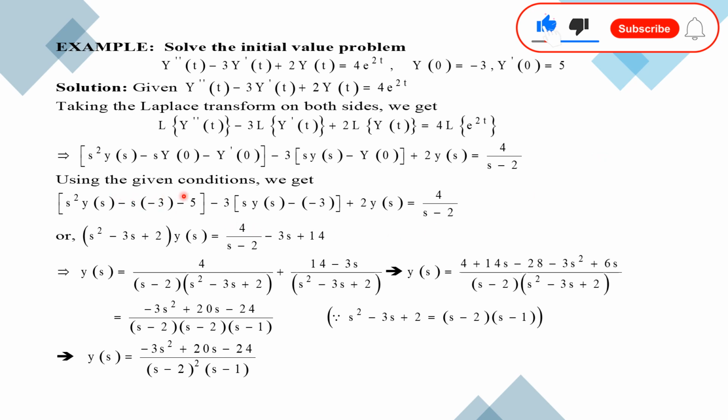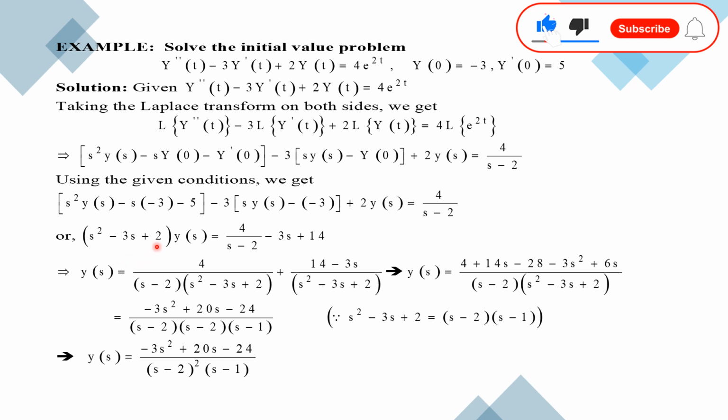So using the given conditions here, y at 0 is equal to minus 3. So we have replaced y at 0 with minus 3 and y prime at 0 is equal to 5. Y prime of 0 we replace with 5. Minus 3, as here y at 0 again use minus 3. So 2 of Y of s, 4 is minus 2.